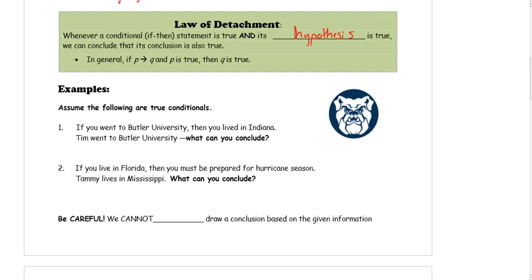if you went to Butler University, then you lived in Indiana. Tim went to Butler University. We can conclude that Tim lived in Indiana. He was at the school, so he had to be living there. So again, if you went to Butler University, then you lived in Indiana. Tim went to Butler University, so therefore he lived in Indiana.